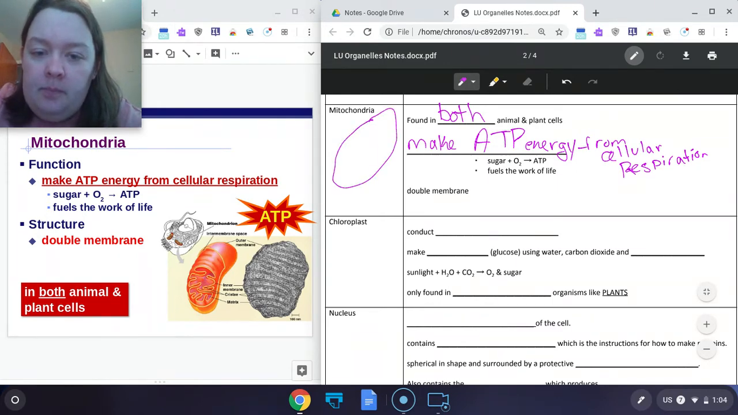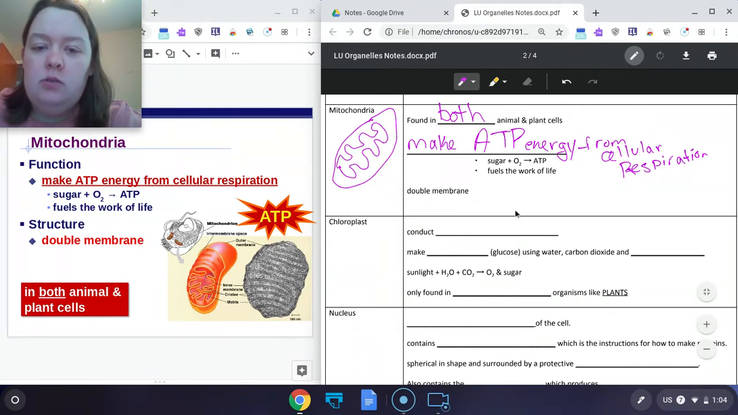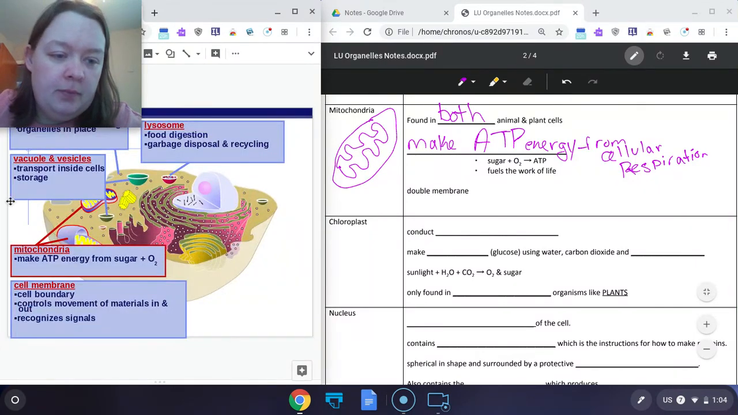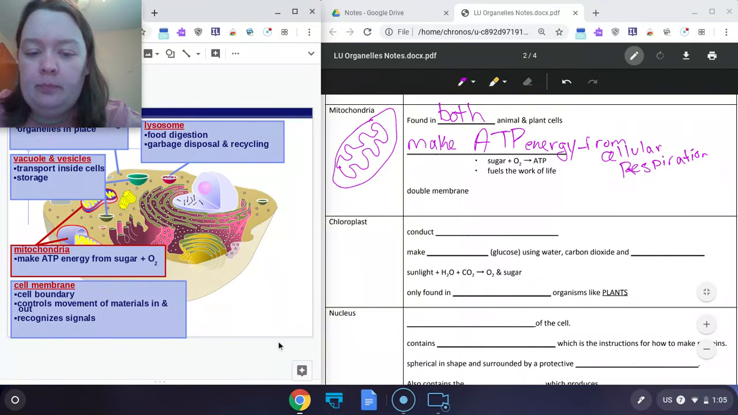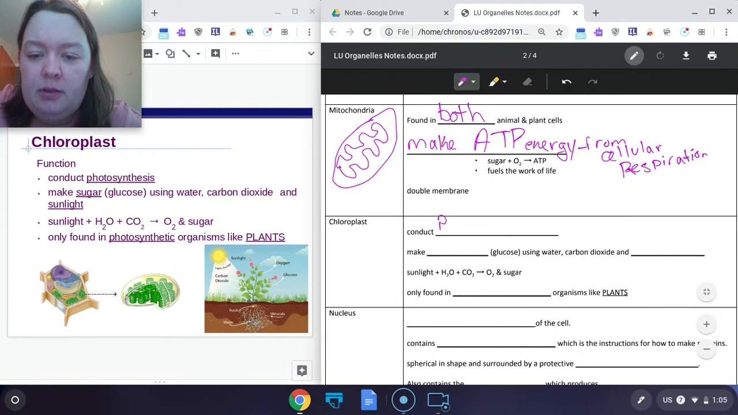Mitochondria looks kind of like an oval, I guess you could say. And inside it has lots of squigglies. So this is what a mitochondria will look like. It's found in both plant and animal cells. So if we look at this picture, our mitochondria here has the squigglies, and it's going to be used to make energy. The next organelle we're going to talk about is the chloroplast, and its job is to do photosynthesis in plants.